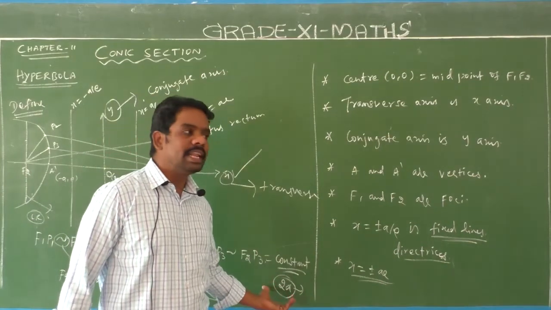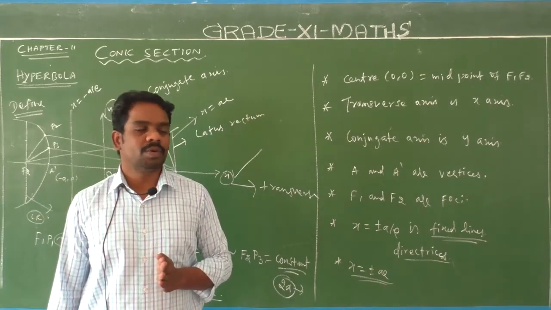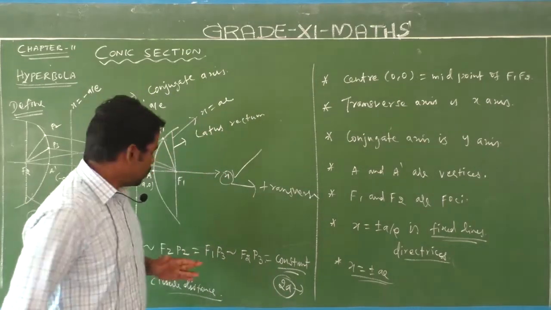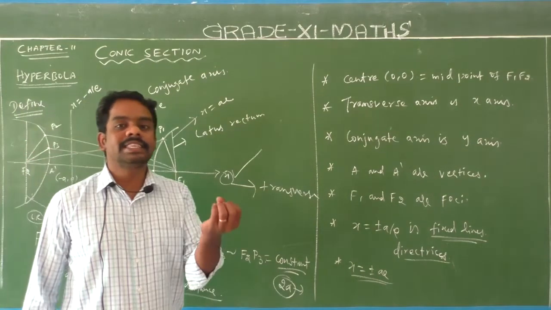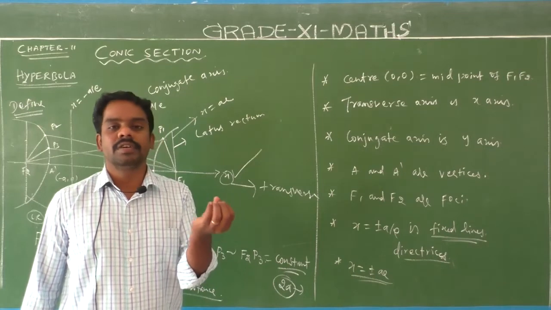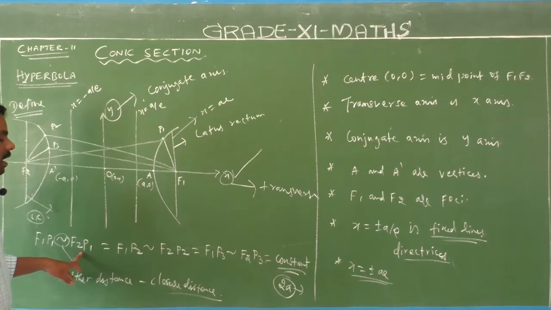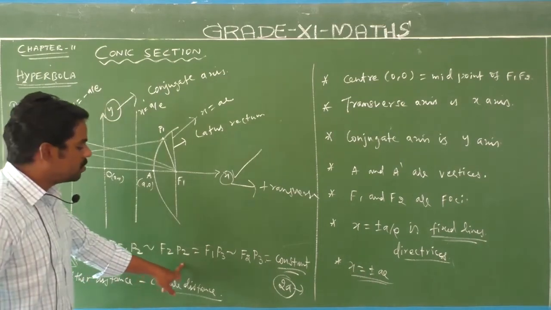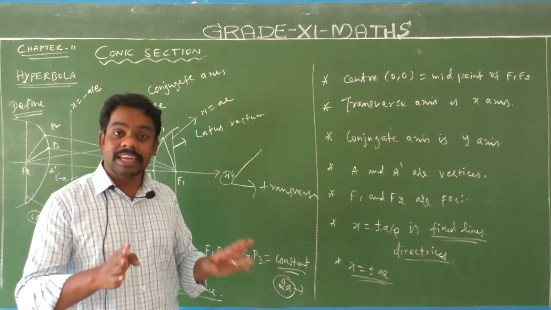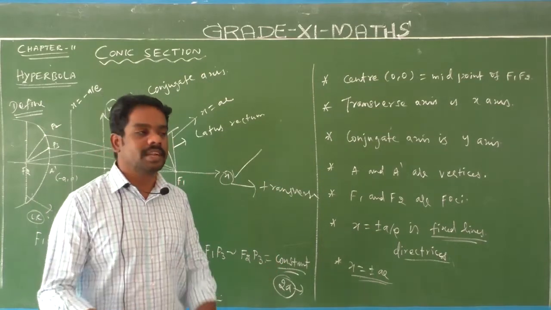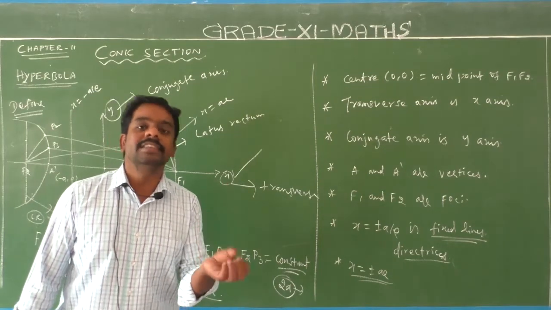So you know the length is denoted only by a positive value. So the further distance minus the closer distance is a positive value, the biggest value minus the smallest value. That means F1P1 difference F2P1, F1P2 difference F2P2, and F1P3 difference F2P3 are the same constant, and that constant is a positive value. So difference means the biggest value minus the smallest value.